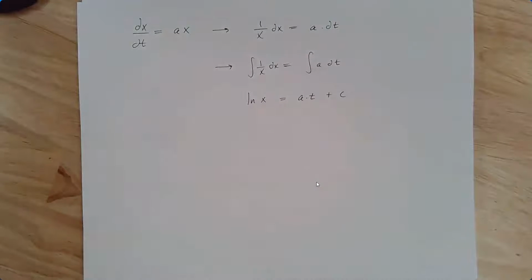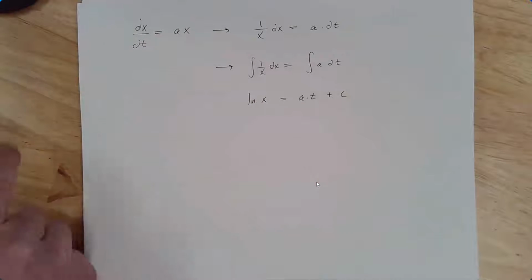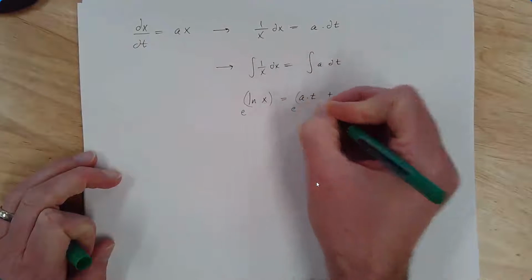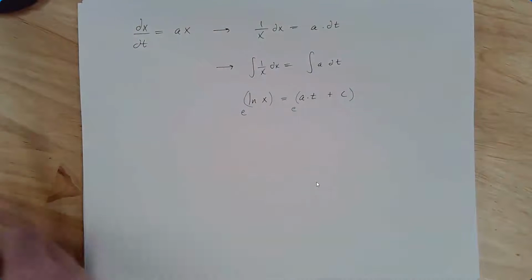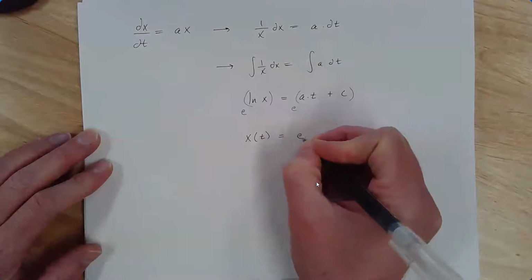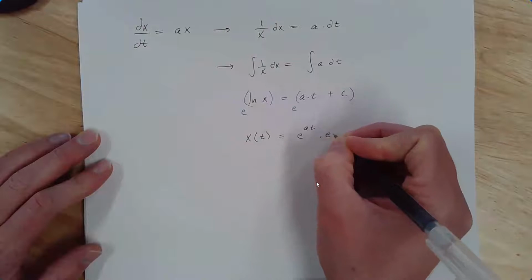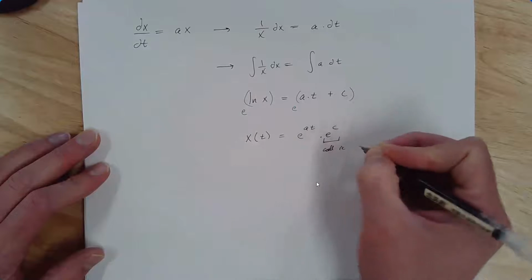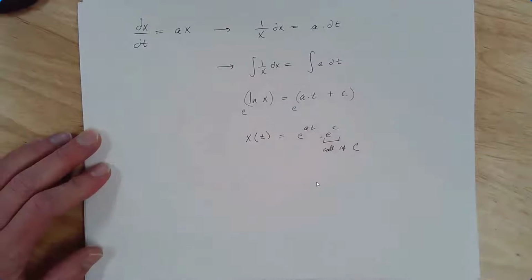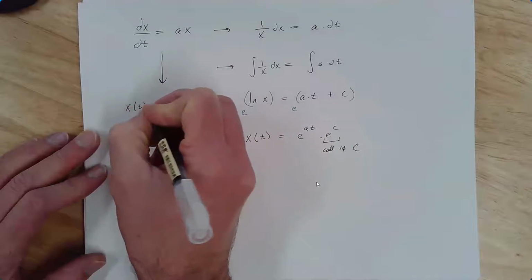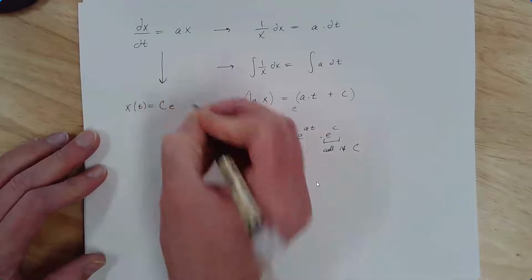Yes, there could be a constant on both sides, but we just bring it over to the right-hand side, so it'd be more constant. And then solving for x, we have e to the natural log of x equals e to the at plus c. So x as a function of time is equal to e to the at times e to the c. We're going to call this a new constant, often just big C. And then our solution is x of t is a constant times e to the at.